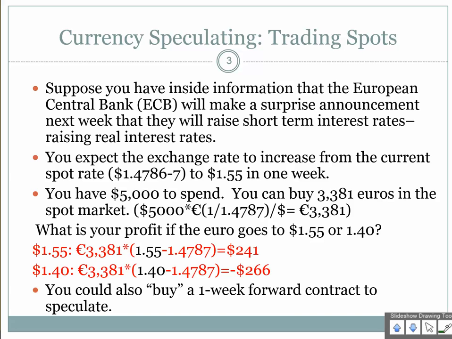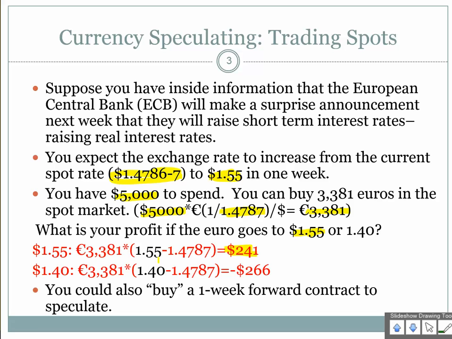Specifically, we expect that the euro is going to go from the current market, say 147.86 bid to 147.87 ask, to a market of around $1.55 per euro in 1 week. And you only have $5,000 to spend on this speculation. So, with $5,000 and a cost of a euro of 147.87, we can buy 3,381 euros for $5,000. And if the euro does appreciate to 155, your profit is going to be 241.